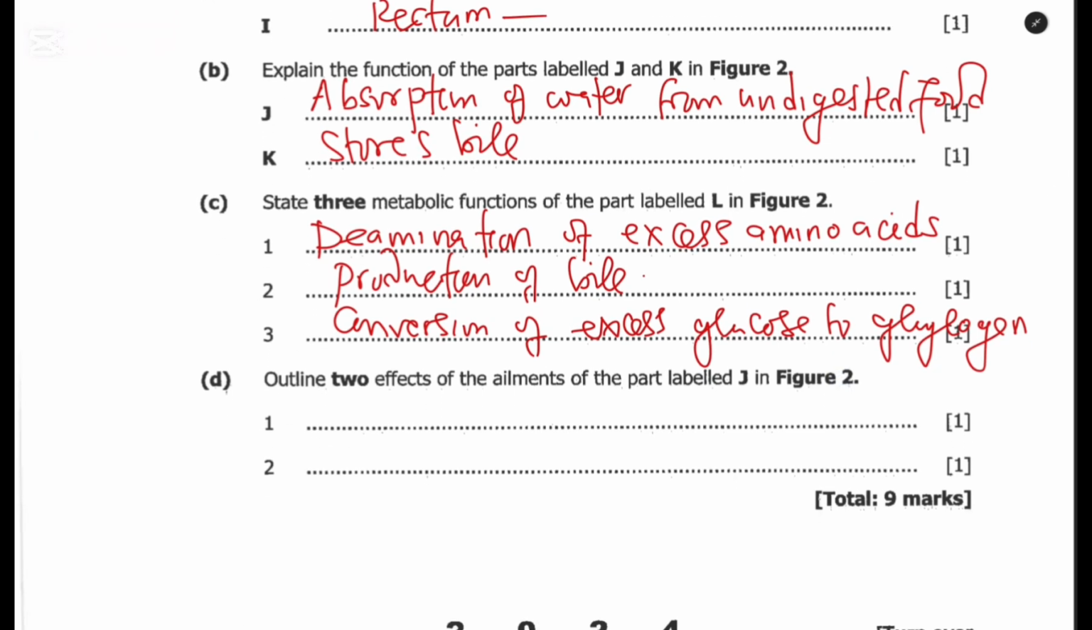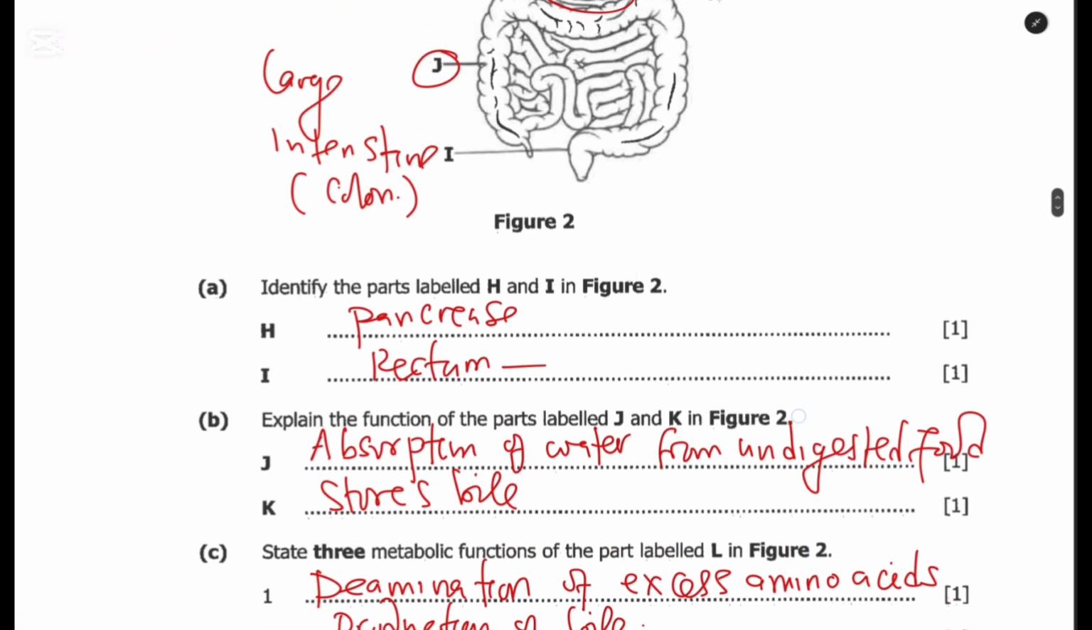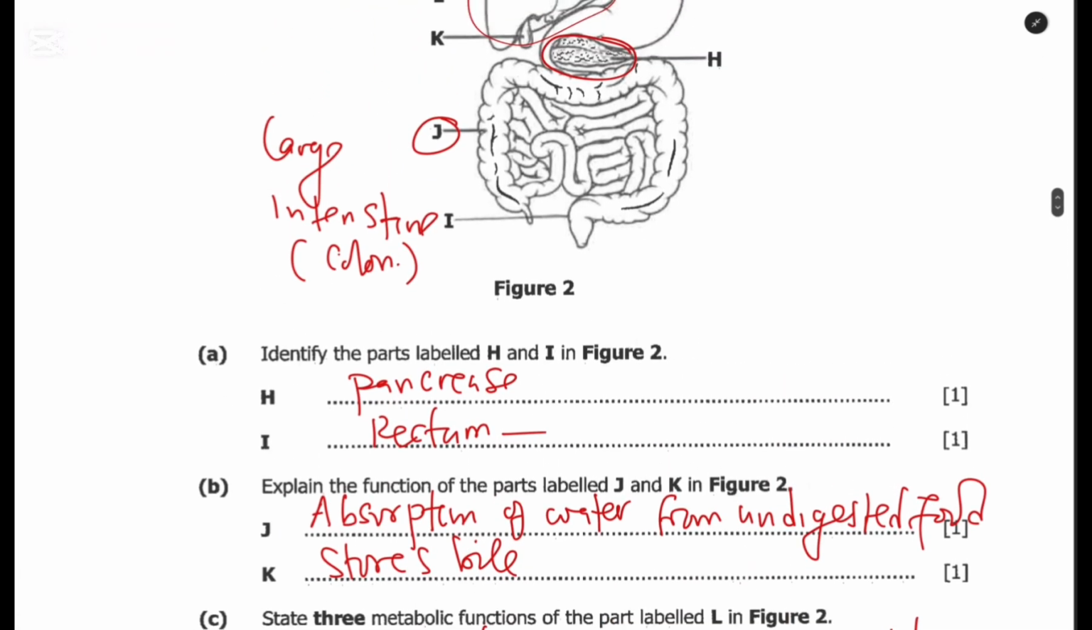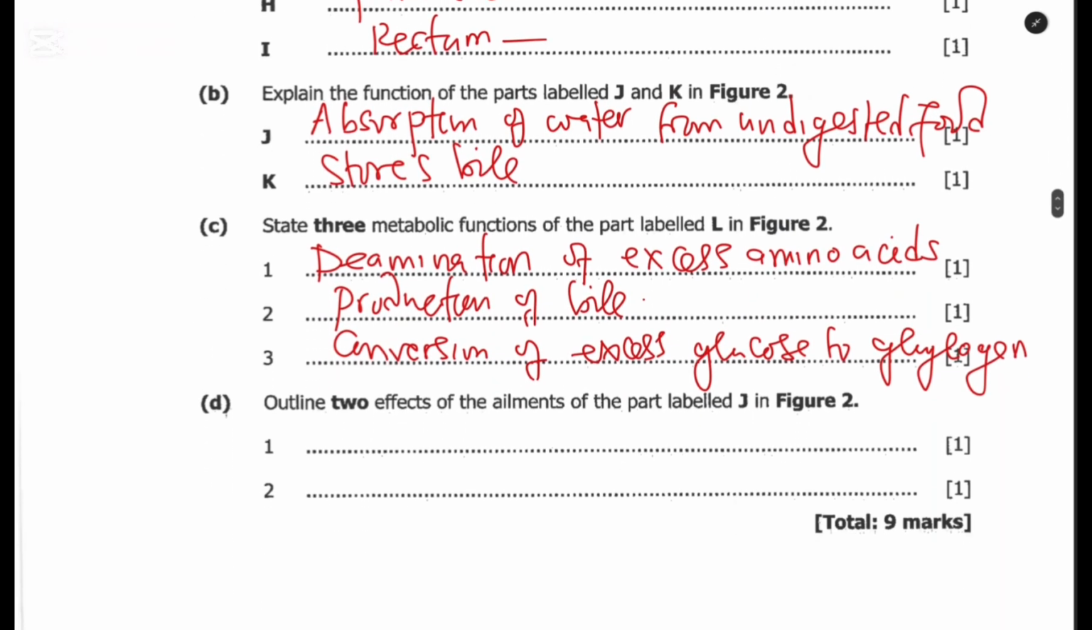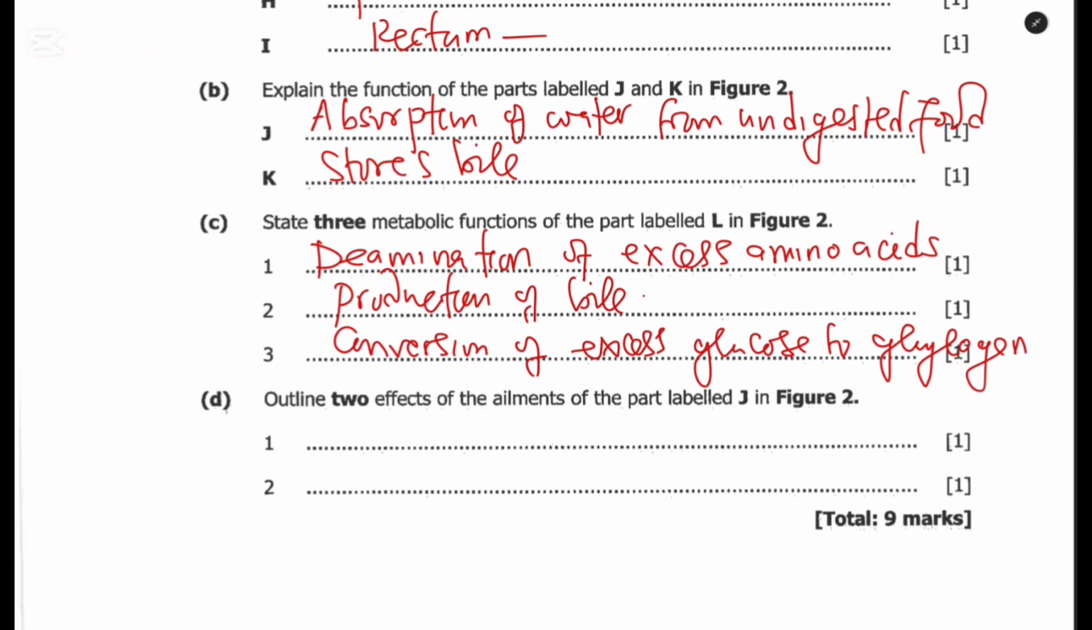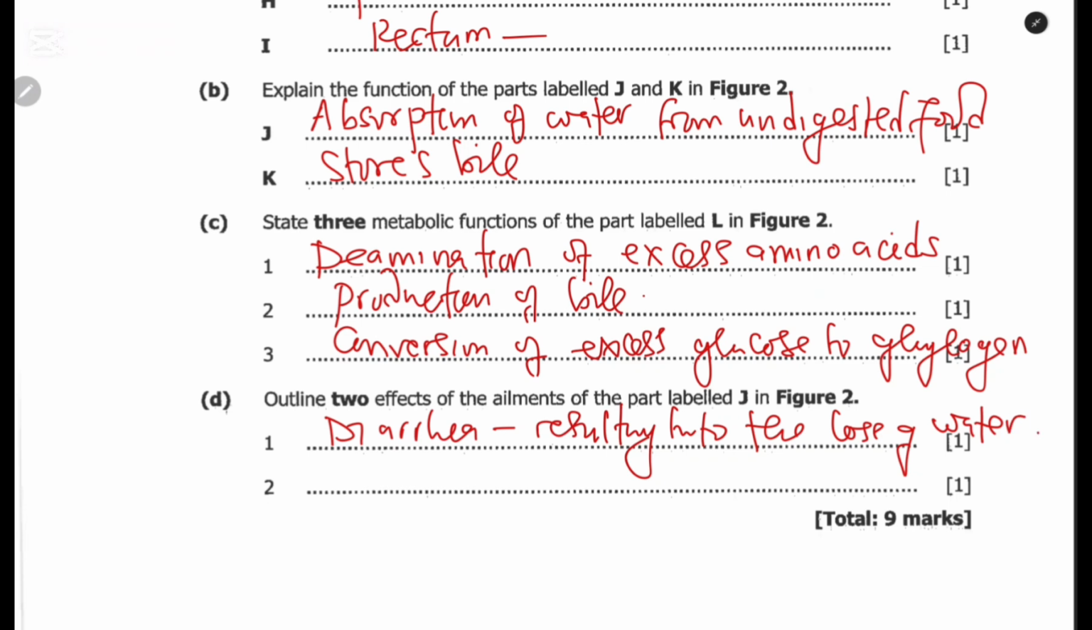Then outline the two effects of the ailment of the part labeled J. What is the part labeled J? The part labeled J is the large intestine or the colon. Now, if it has some problems, what can it result into and what are the effects? So one of them is diarrhea. Diarrhea is a passing out of watery stool, so resulting to one losing water, and that is dehydration. So diarrhea resulting into the loss of water or dehydration.